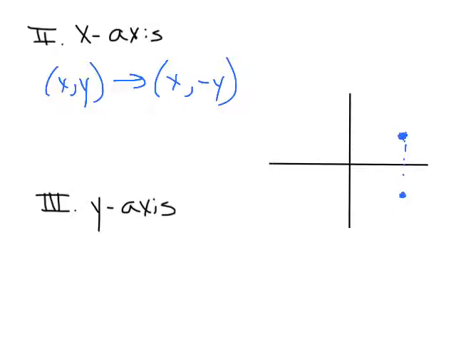For the y-axis, if I have a point over here in the third quadrant, then I would have a corresponding point over in the fourth quadrant. So you are reflecting over the y-axis and changing the x value. If I start with x, y, I'm going to end with negative x, y. So those are the rules for the x-axis and the y-axis.